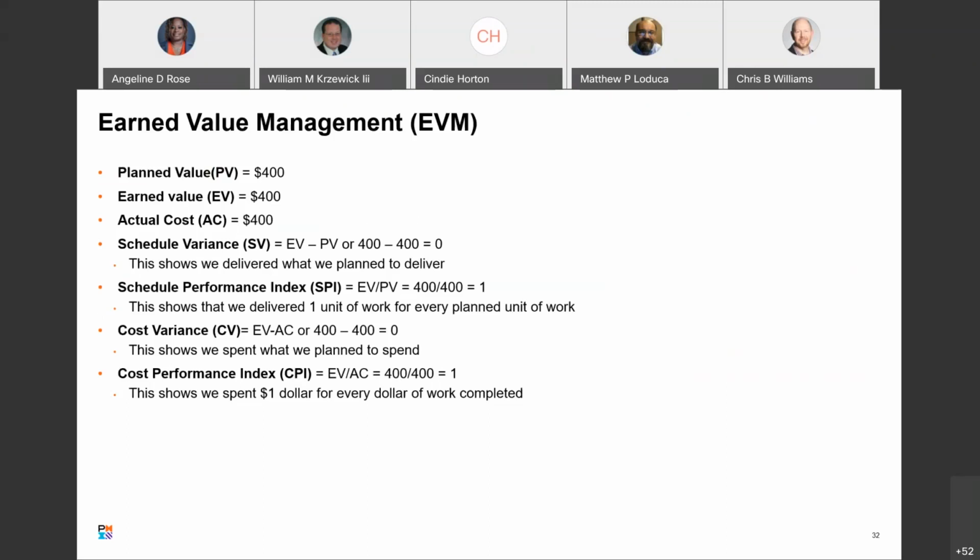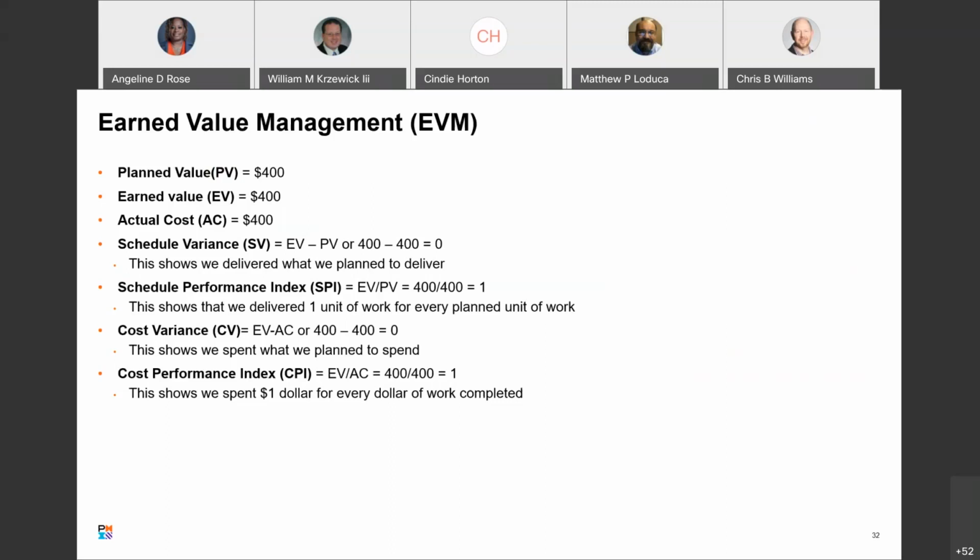Here's another one, Schedule Performance Index, SPI. Anytime you see the word index, you know there's division involved. Just know that. It's very similar to schedule variance, which is EV minus PV. SPI is EV divided by PV. That gives us 400 over 400 equals 1. This shows that we delivered 1 unit of work for every planned unit of work. We did exactly, from a schedule standpoint, what we were planning to do.